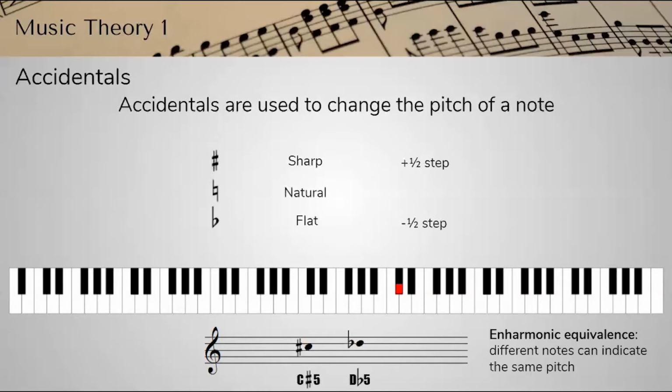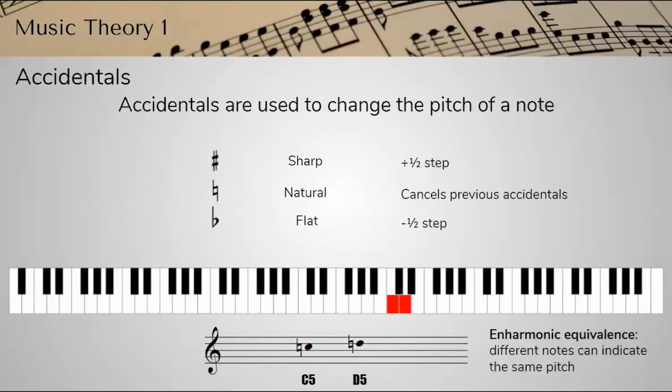All right? We also want to know about the natural. The natural simply cancels previous accidentals, or we'll learn later that it also cancels accidentals that are in the key signature. Okay, so if we put a natural in front of our C sharp, it becomes the white note again, C. Put a natural in front of our D flat, it becomes the white note D again. Okay?